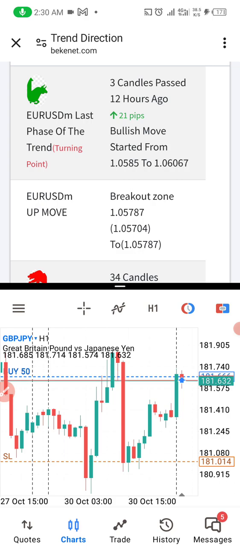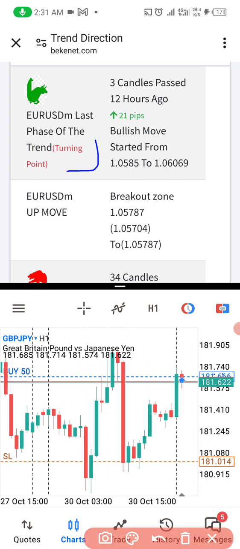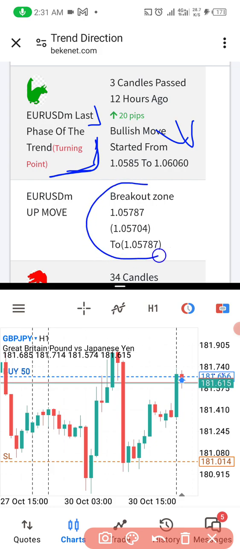Today I'm going to explain what breakout is on the trend direction. Everything remains the same. This is very simple. Don't get yourself worked up. It's very simple. You understand? Now, as you can see currently, we are seeing a turning point here. Normally, immediately we see a turning point on the last phase, we sell immediately, right? That is how it's supposed to be. But we added this breakout zone to help us filter the market very well before we take any direction.